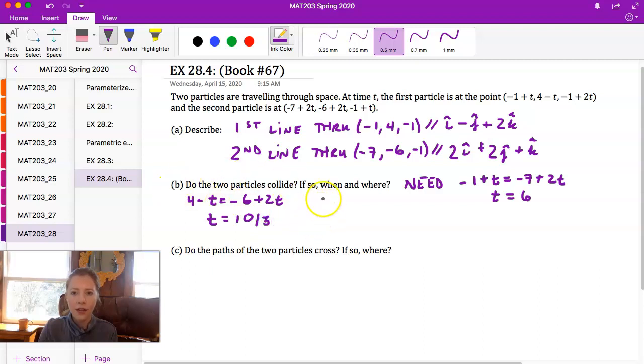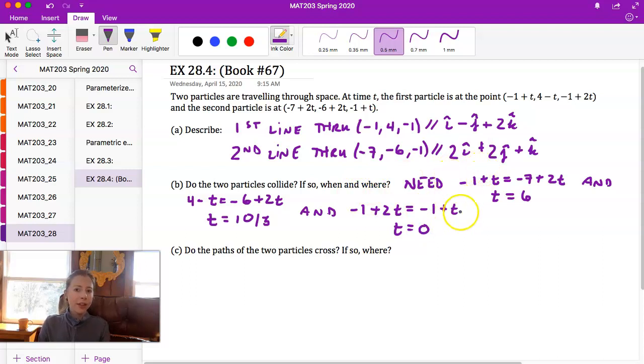And then finally, for the z components to match up, we need -1 plus 2t is equal to -1 plus t. And this gives us t equal to 0.